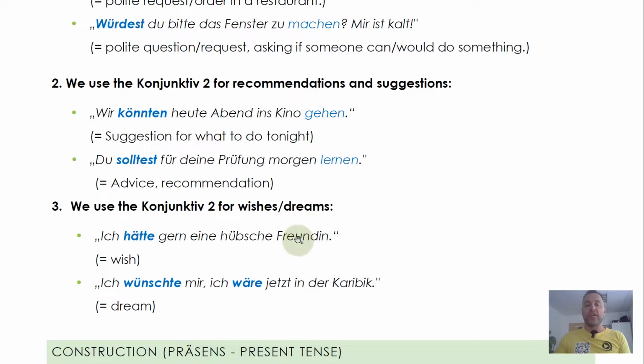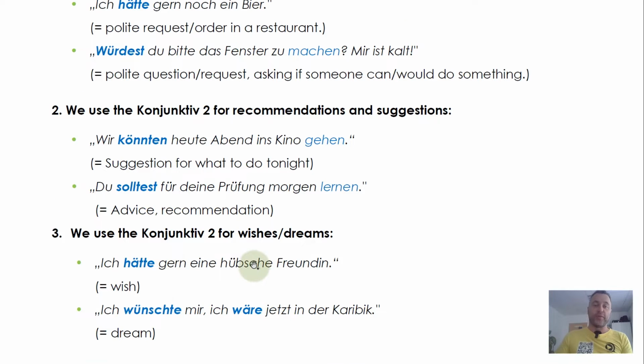And we use the Konjunktiv 2 for wishes and dreams. Ich hätte gern eine hübsche Freundin. So I would love to have a pretty girlfriend. That's a wish. Ich wünschte mir, ich wäre jetzt in der Karibik. So that's a dream. I wish I would be in the Caribbean. So this is all wishes, and if we want to really express this, we need Konjunktiv 2.